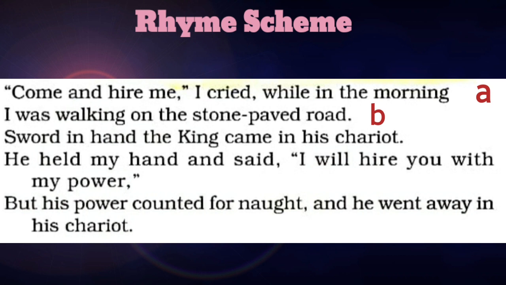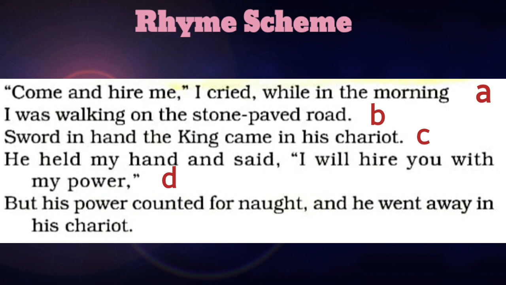Sword in hand, the king came in his chariot. Now this chariot does not rhyme either with road or with morning. It's a new word. So I'm going to give it a new alphabet C. He held my hand and said, I'll hire you with my power. Now power does not rhyme with any of the previous last words like chariot or road or morning. It's a new word. Therefore, I'm going to give a new alphabet to it and make it D.